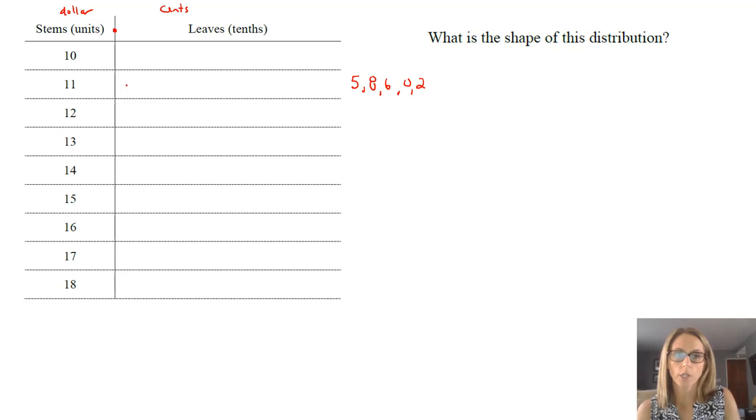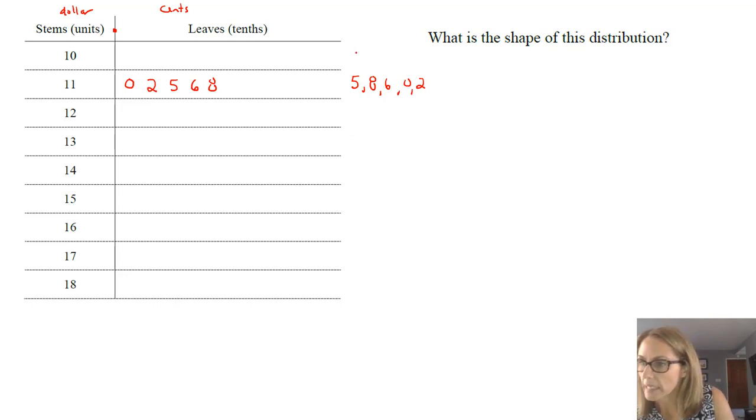So the way that would actually go in the stem plot would be 0, 2, 5, 6, 8. And I would try to put them approximately the same distance apart, and I would put them from smallest to largest. So if you want, you can pause it and see if you can fill in the rest of the stem plot. If you want, I can do one more. Let's look at the 10.